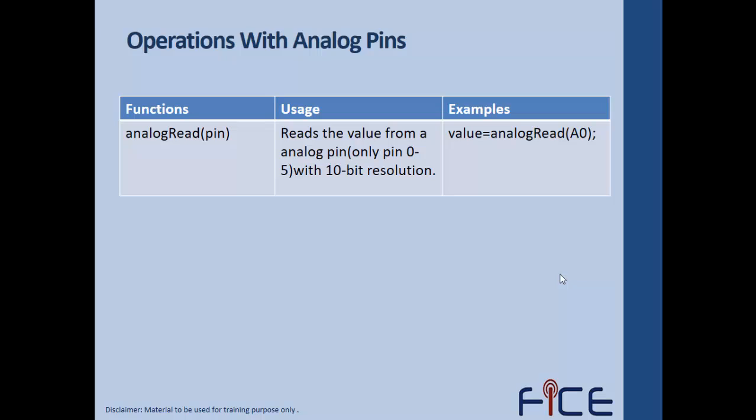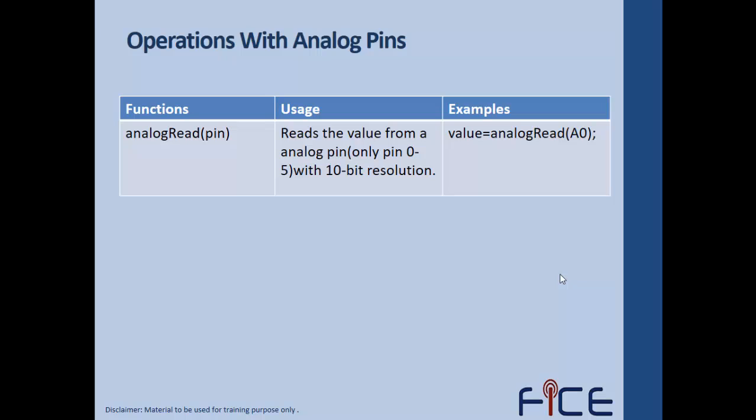Next, we will learn about the APIs of the analog sensor. In analog sensor, we only use one API because the analog pins are unidirectional pins, that is, they are always used as input pins. They are not used as output pins. So we have only one API here, that is the analogRead API, which is only for reading the analog pins.